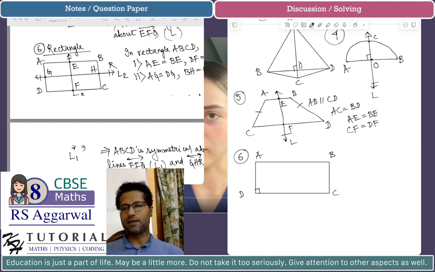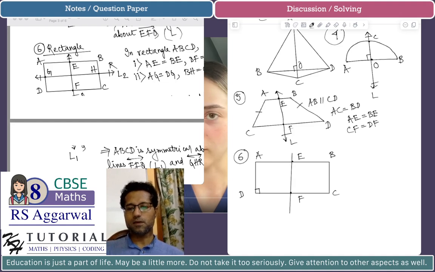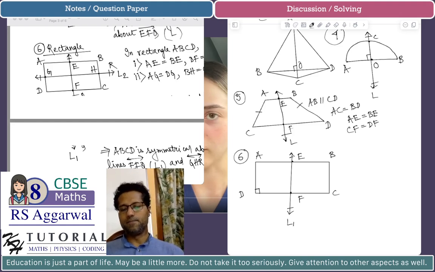A rectangle has two lines of symmetry, and those two lines are, if you join the midpoints of the two opposite sides, let's say AB, let's say the midpoint of AB is E and the midpoint of DC is F. If you join these two points, then this line L1 will be a line of symmetry of this rectangle ABCD, because the ABCD will look identical on both sides of the line. Let's say this is Q of the line EFQ.